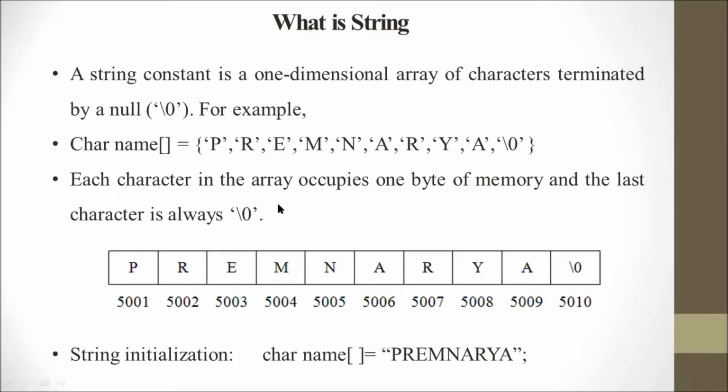Each character in the array occupies 1 byte of memory and the last character is always null. So each character occupies one byte. Here is the memory representation. This is the address of memory, so the character is stored at this address. So these are the addresses of the memory. How do we initialize a string? This is the form: character name, and this is the initialization of the string.